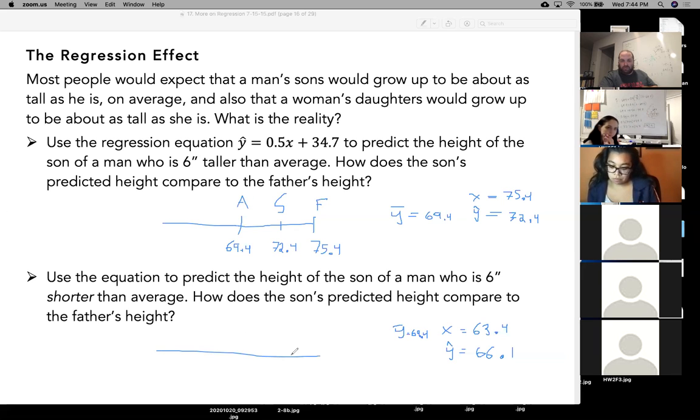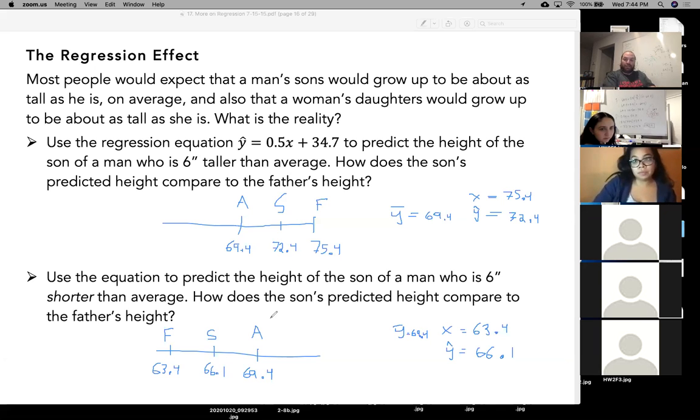And in the other case, here's the average. And what we have here is the father was at 63.4. What was the son, according to your math? 66.1, which is closer to the average. So this is what's called the regression effect. The regression effect is that statistical data tends to get closer to the average rather than further away from the average.